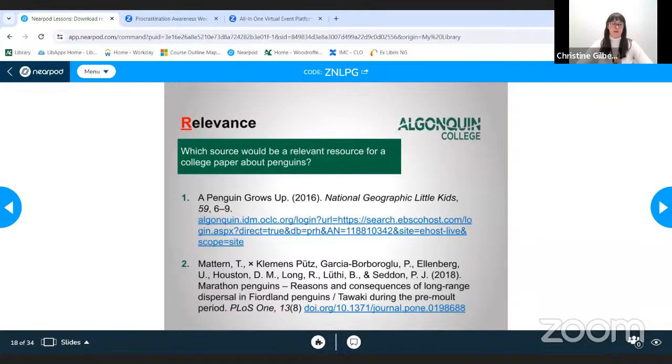So let's apply relevancy to these two articles. We need relevant resources for a college-level paper about penguins. Take a time to pause the video, and based on just what you see here, which article is for a general audience and which one is for someone who is already well established in the field, and which one would you choose for your college paper?